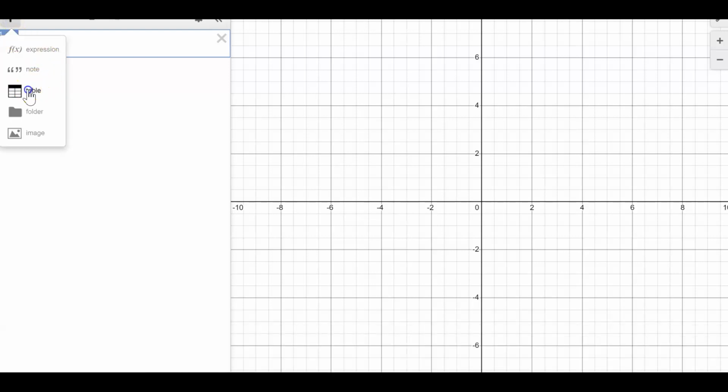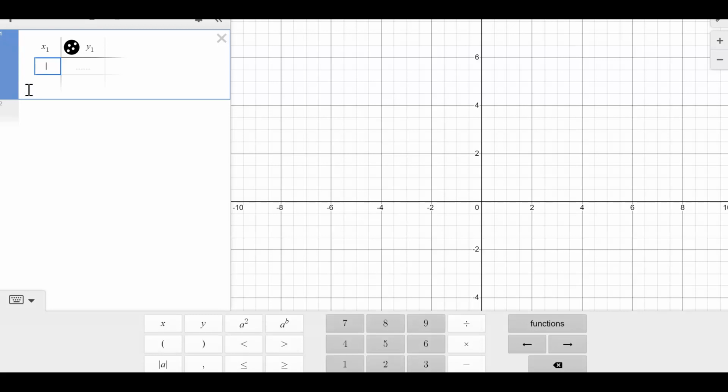And so notice I want to add a table. It's automatically going to give me x1 and y1. So we're going to plot the values that were given to us. And so we have -2, and -2 has a y value of 6. And then we have 2 with a y value of 1. Now I can change these colors if I want, but that color is perfectly fine.